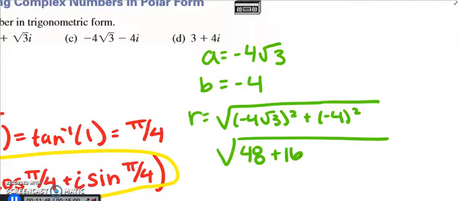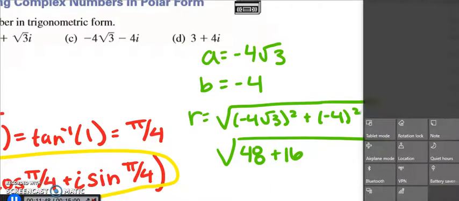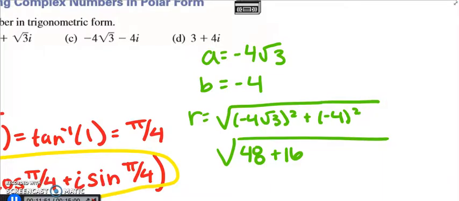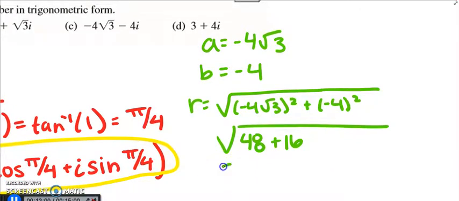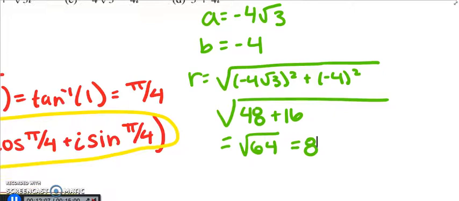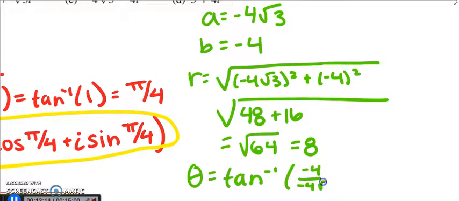And then you get 48. It doesn't say to leave this in exact form, but you do want to leave it as exact as possible. I give the square root of 64, and you know that's 8. Now I need to find theta. Inverse tangent of B over A. Our negatives cancel, our 4's cancel, and we get that.